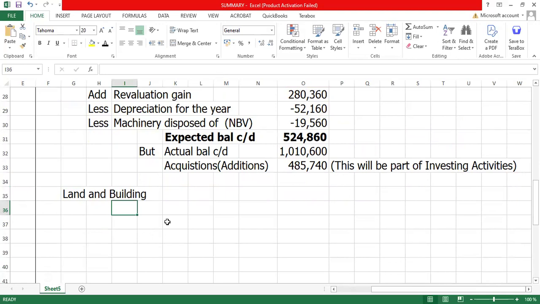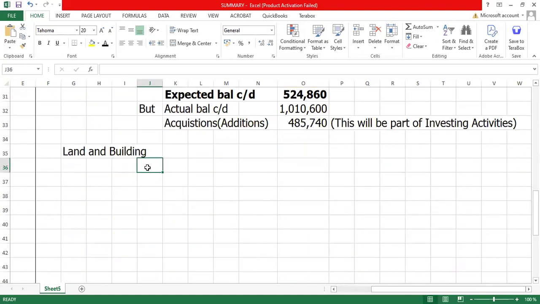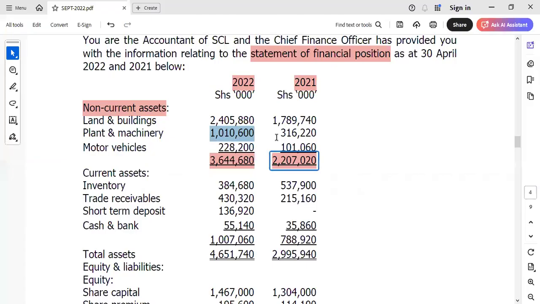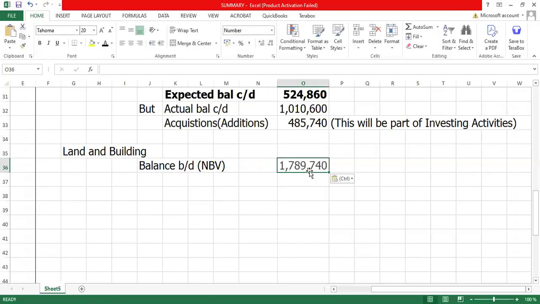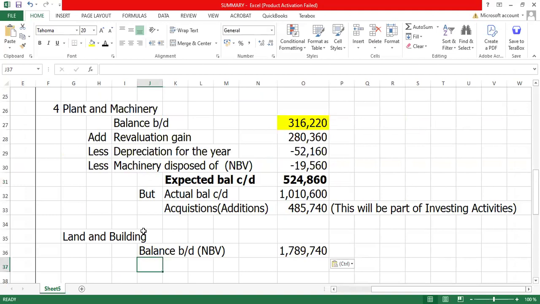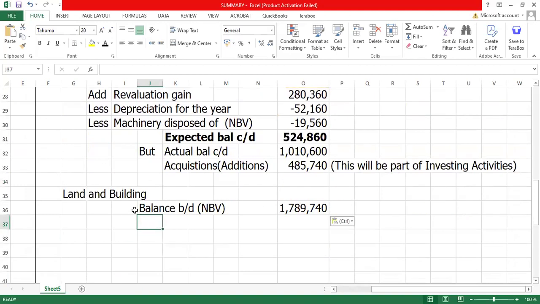test and see whether the company acquired more or sold more. Okay, let's see. The balance brought down is how much? Here we are looking at net book value, the one in the balance sheet. Land and building. Can you hear me, guys? Yes. Let's try to be fast, because here we don't have a lot of things. We don't have revaluation again when it comes to land and building.